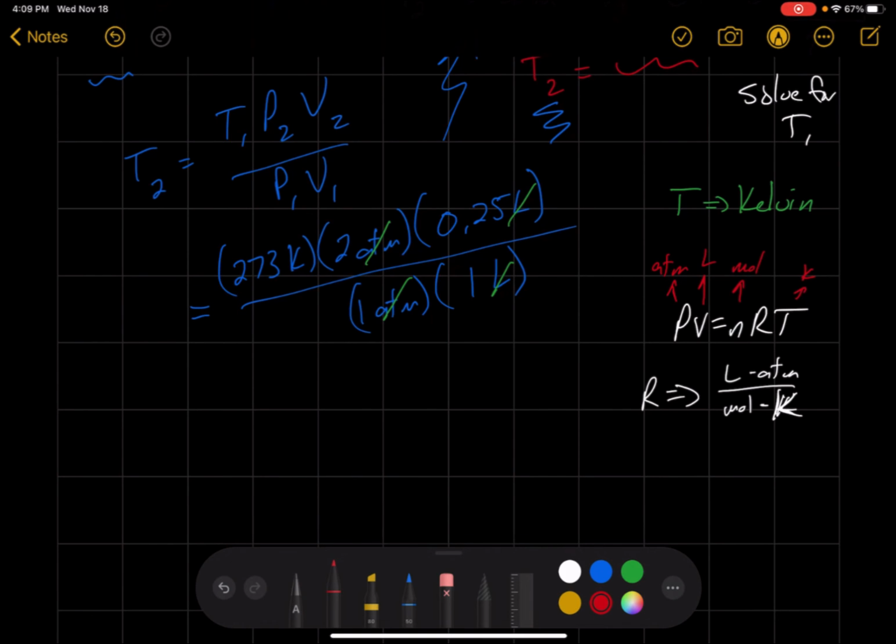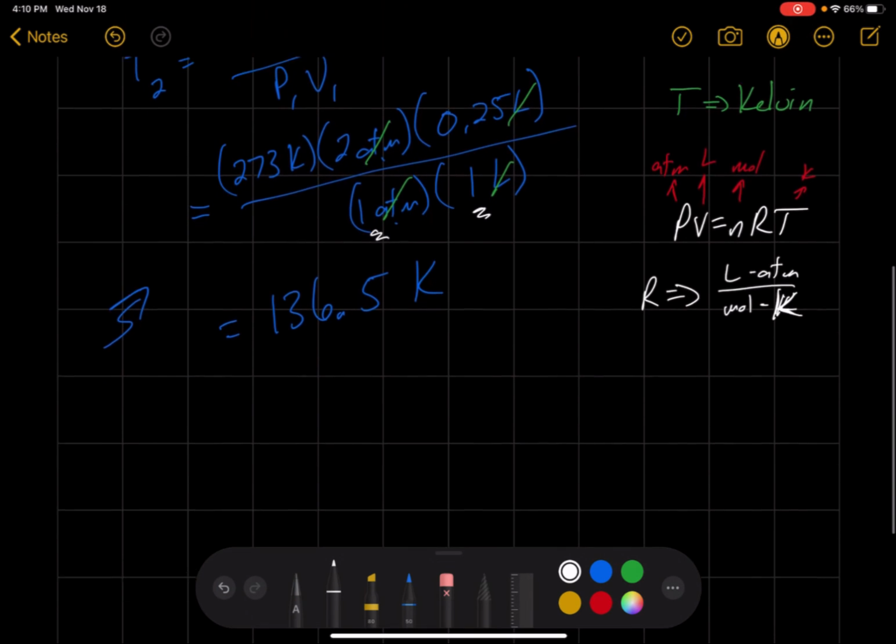Getting back to the combined gas law problem that we're working on, as long as the units cancel out here, that's really all you're looking for. And the answer I'm coming up with is 136.5 Kelvin for this problem. I'm kind of ignoring the sig figs here. If I was to factor in sig figs, I could only keep one sig fig because the one and the one down here that I made up has one sig fig. I'm not going to do that because it's going to ruin the number.